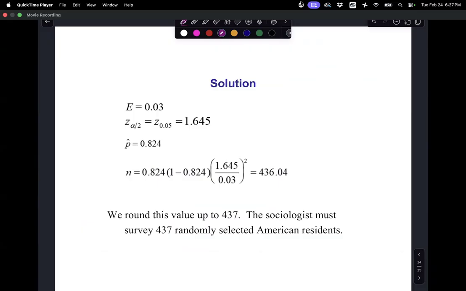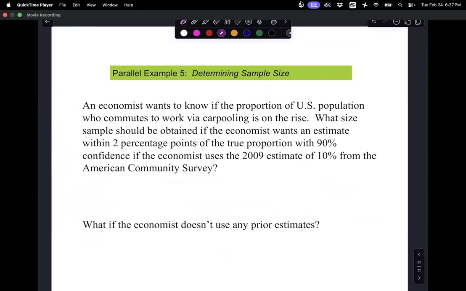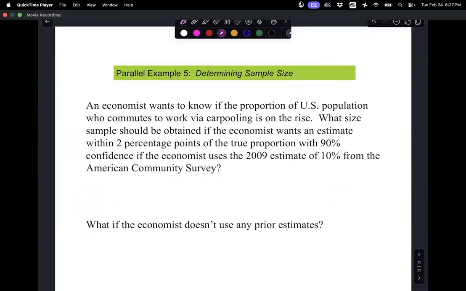We're almost done. We have one more problem, and then we're done. All right. Maybe if I can get to the next screen. Oh, there we are.